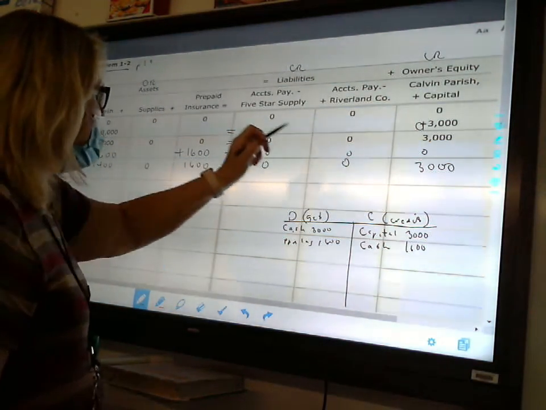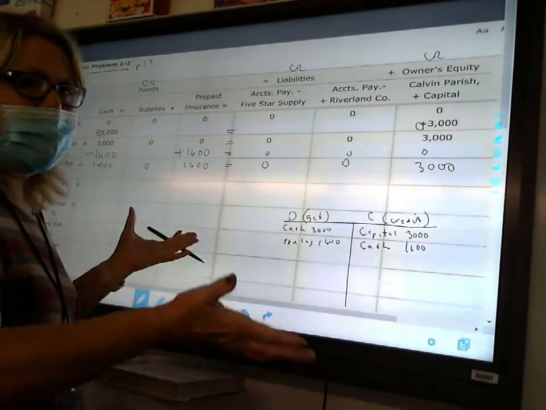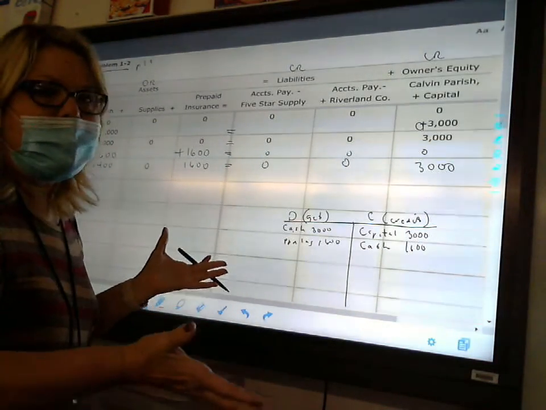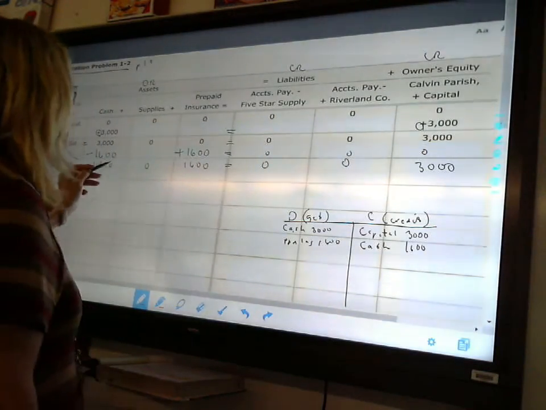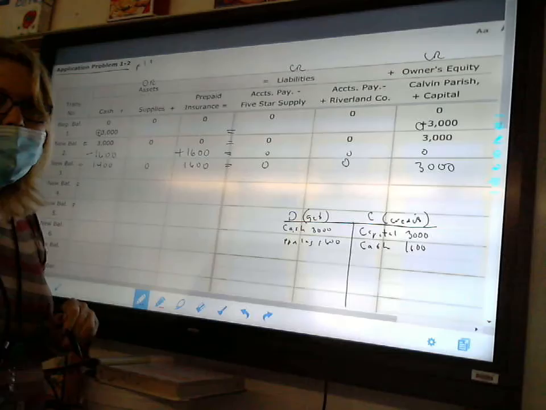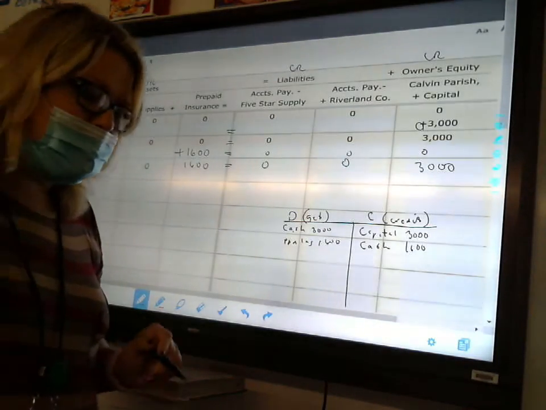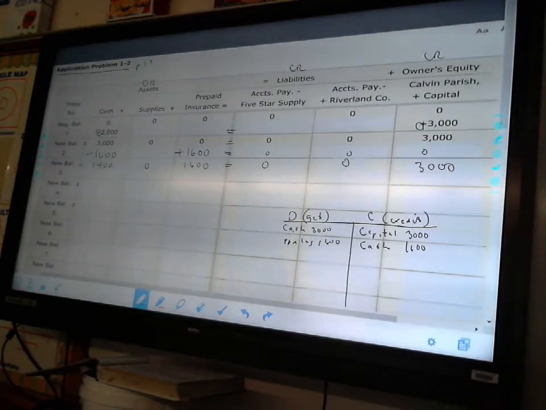You're going to continue doing this for each of the accounts. You're going to check your transactions to make sure that both sides are balanced, hence the name balance sheet equation. And you're going to run your new balance and make sure that it also equals the other balance. If you have questions, email me, and I'll be glad to help you with those.